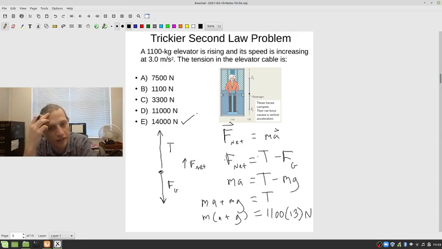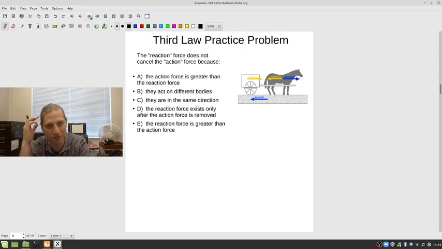So the tricky thing to realize here is that I did a lot of work in this example for nothing. If you realize that the force of gravity on this 1,100 kilogram elevator is around 11,000 newtons, and you know that the tension force has to be bigger than the gravitational force because you're accelerating upward and have a net force, you could have picked this one and walked away. All right, so there are some advantages to having multiple choice questions.